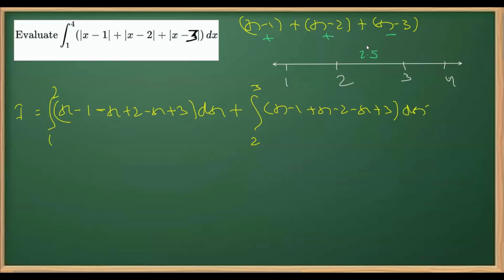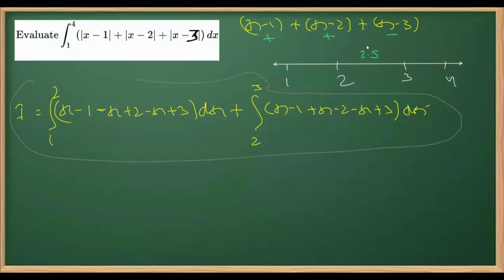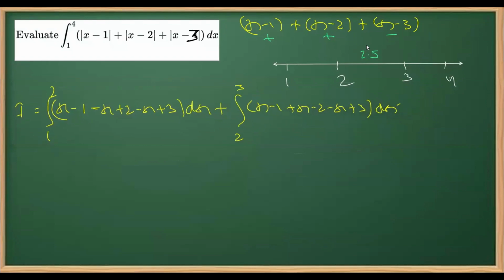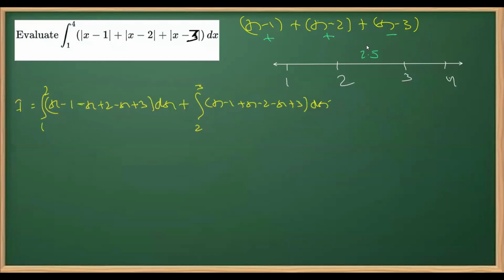We are left with one more, and I decided to do it in a single screen, that's why I'll minimize this. The last one is from 3 to 4. Here you can see 3.5. If I place it here, you can observe that all of them are positive. So that is going to be x minus 1 plus x minus 2 plus x minus 3 dx.